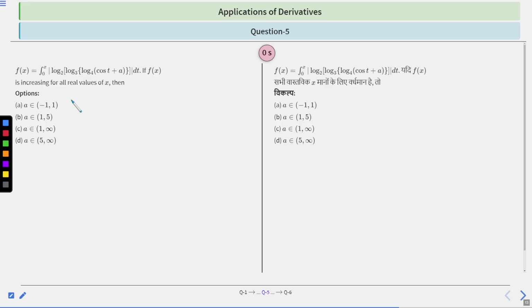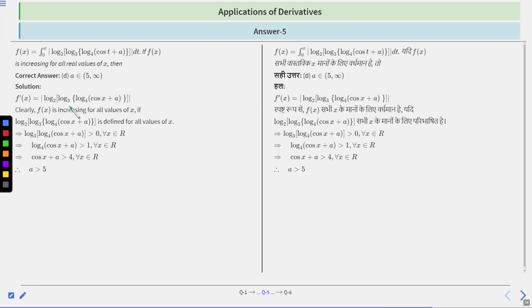Okay, let's move to the solution. See, f dash x is given as f dash x is equal to mod log 2 log 3 log 4 cos x plus a, right? Clearly f x is increasing for all x, if log 2 log 3 log 4 log cos x plus a is defined for all values of x, right?